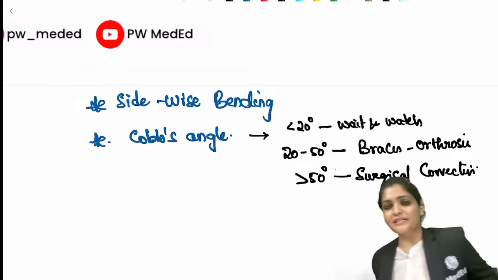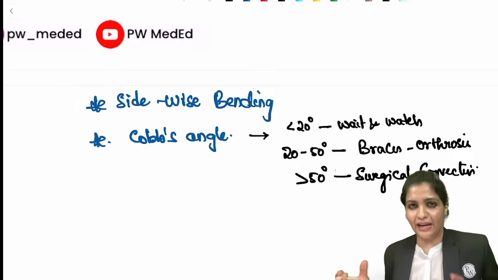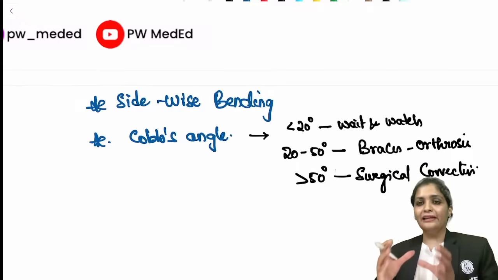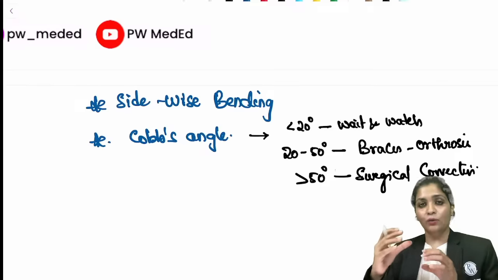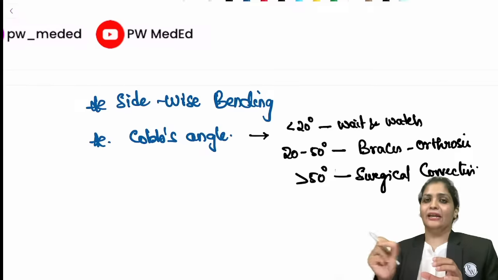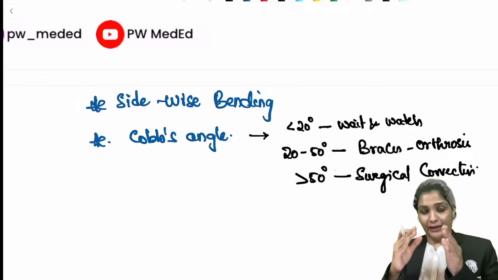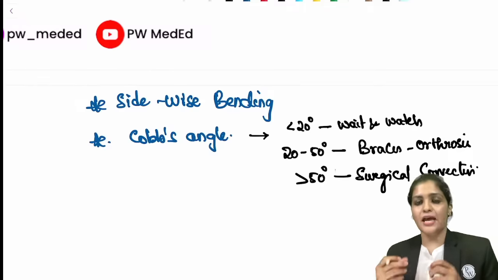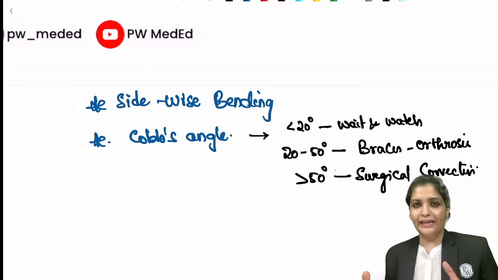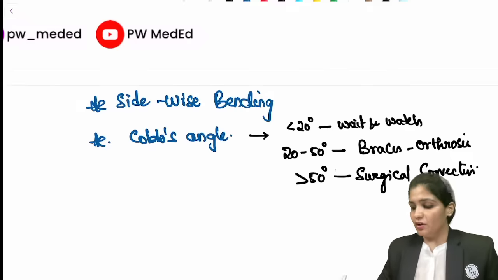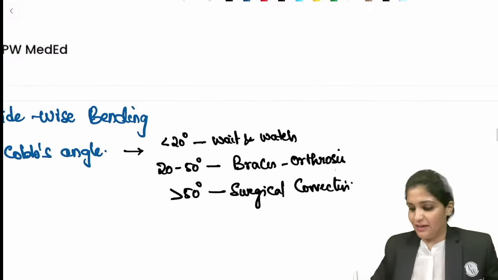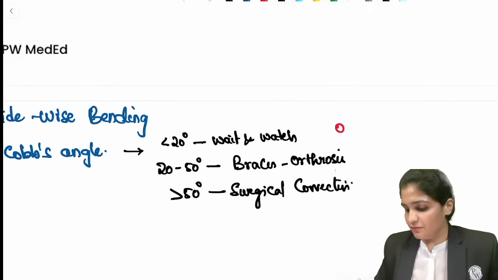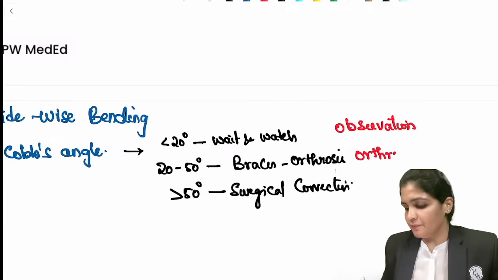It can be done with a simple investigation like a radiograph or x-ray. You have to identify the curve, identify the end vertebrae, draw parallel lines along the end vertebrae and perpendiculars to those lines, and this results in an angle which is called Cobb's angle. Based on the Cobb's angle, if it is less than 20 degrees, you wait and watch, that is, you observe. If it is 20 to 50, you go with orthosis.